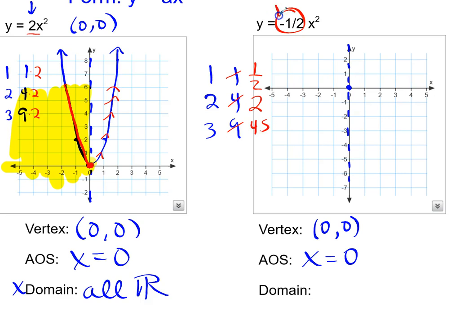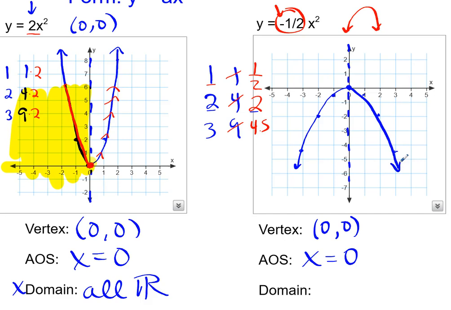You'll also notice that a is negative, so we know that there's a reflection in the x-axis. So instead of going over 1 and up 1/2, we're going to go over 1 and down 1/2. So we're going to have a point here and a point here. Then we're going to go over 2 and down 2. And then for the last one, over 3 and down 4.5. And then we're going to draw our smooth curve through those points.